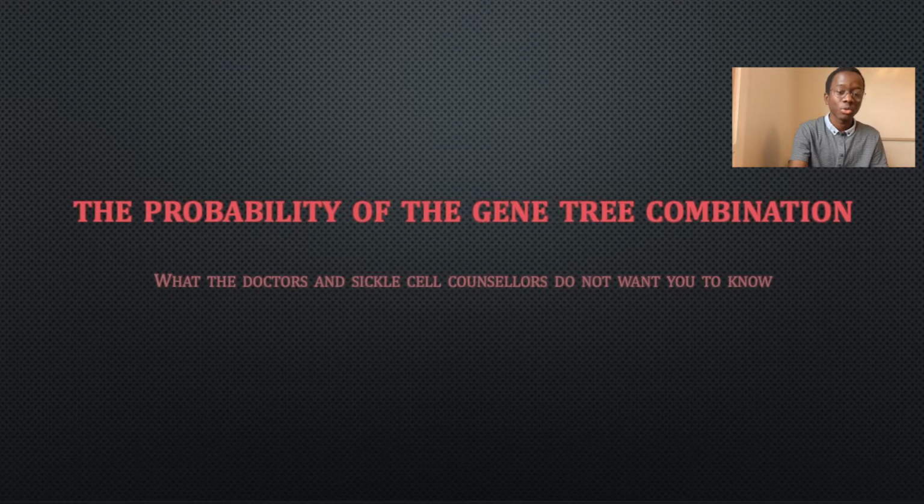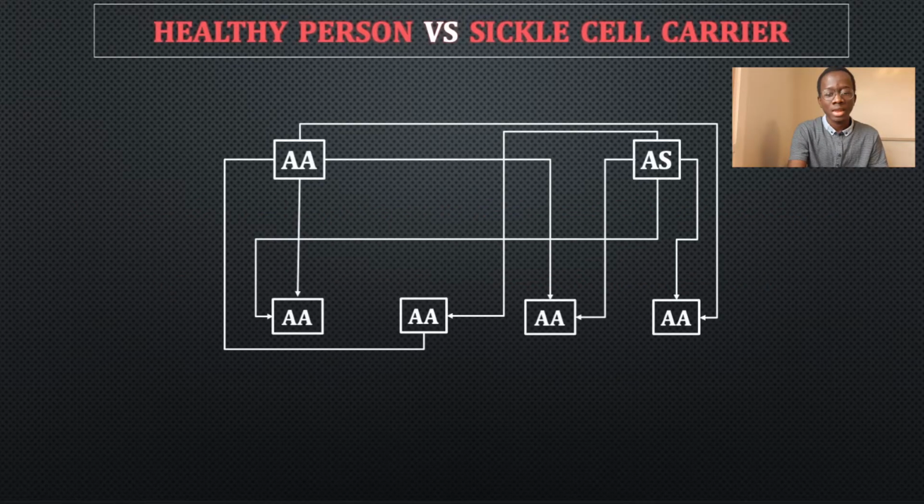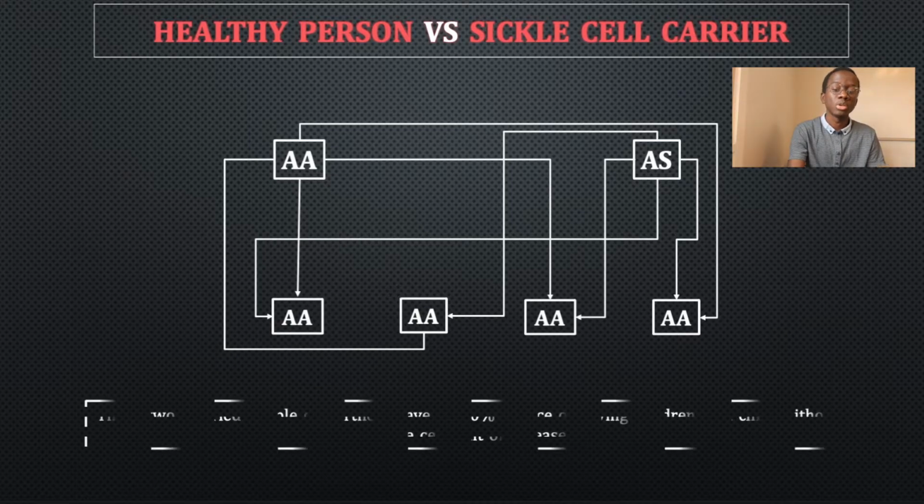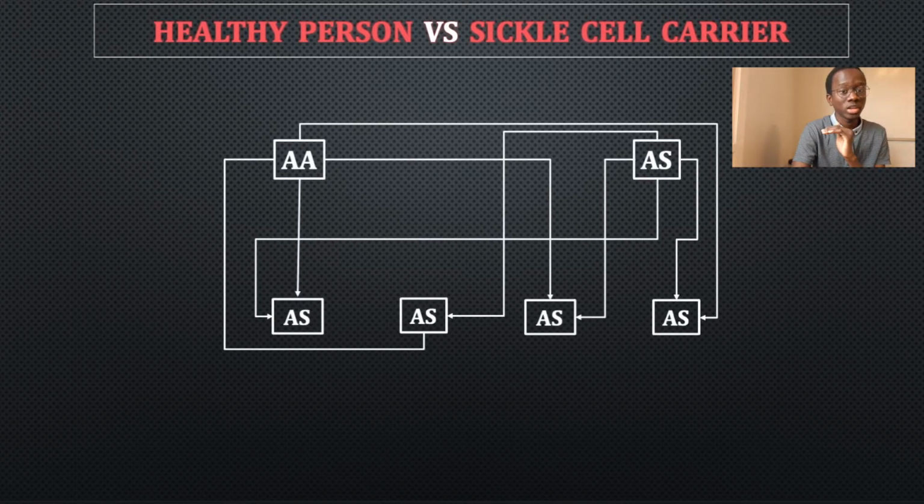other aspects of things. For instance, let's say an AA gets married to someone who is an AS. There is a probability that all their children will be healthy, will have an AA gene. And there is also a probability of all their children being carriers of the disease. So this is another thing to consider too, because it's not 100% that you will have a child who is a carrier of the disease and another child who is a healthy person with the AA gene. So everything is under probability.